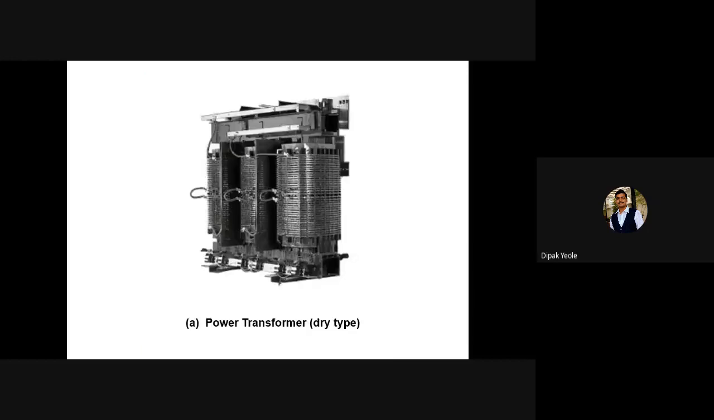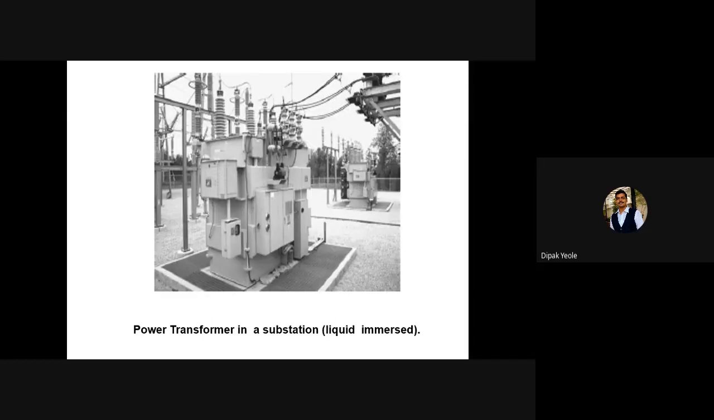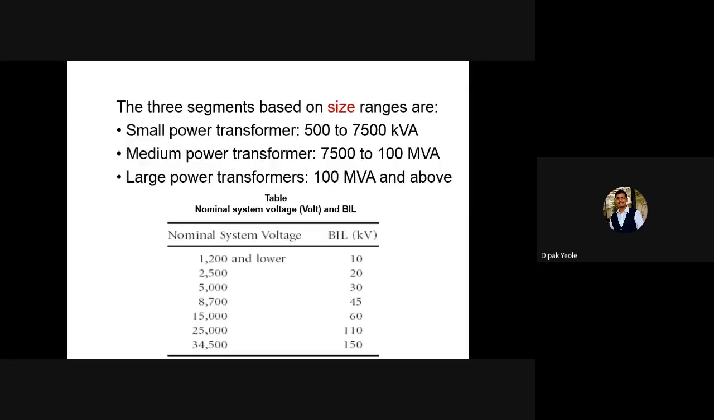Okay. So here is the concept of power transformer. You can see over here the dry type power transformer is shown. Here a liquid immersed transformer is shown. The power transformers are again divided into three types depending on their kVA range: small power, medium power, and large power. Yes, and I told you this concept as BIL, basic insulation level. For nominal system voltage, for this particular voltage level, we have to follow the basic insulation level for the particular power transformer. Okay.